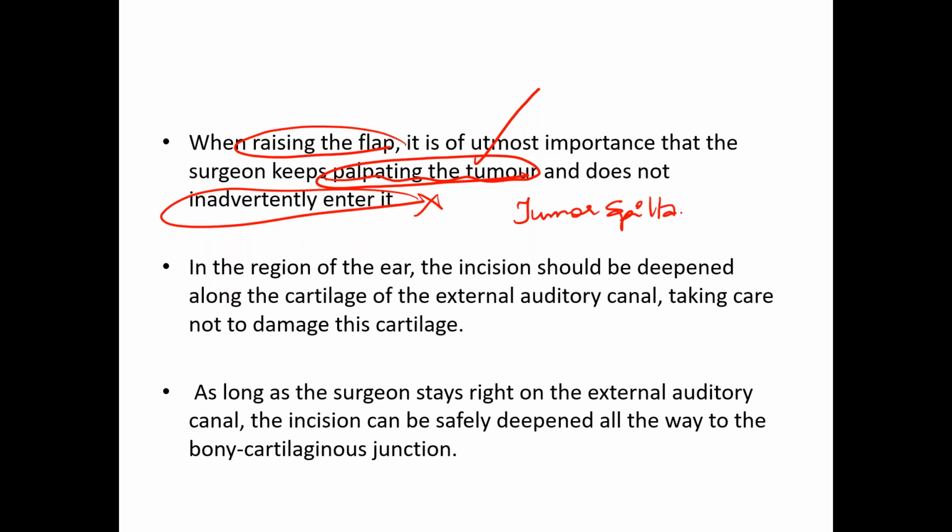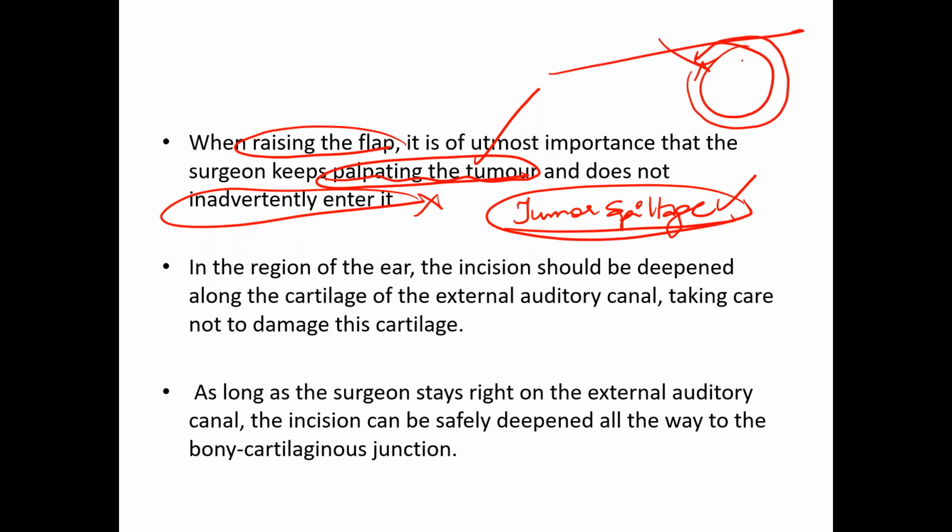Whenever there is a tumor hidden below the skin, you should not puncture it directly. You should go all around it and then remove it like a ball. That's the best thing. If you try to puncture, it leads to tumor spillage. These are the words that are used during surgery. You should know these words, okay?